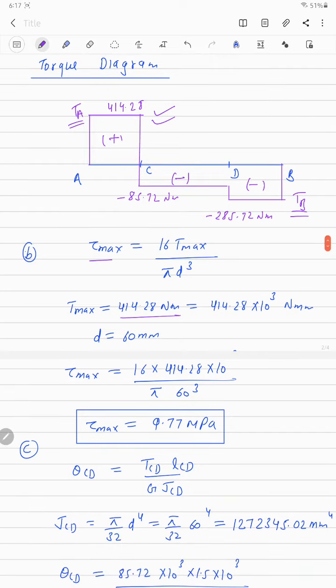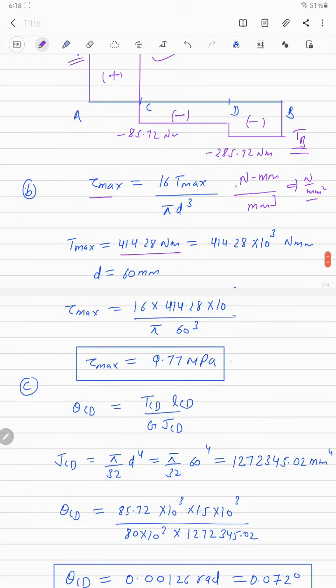Substituting this, we have to take care of units. We will take torque in Newton mm, and diameter in mm cube. So we will get stress in Newton per mm square, meaning megapascal. So we convert torque to Newton mm by multiplying by 10 to the power 3. Substituting all values, we will get tau max as 9.77 megapascal.